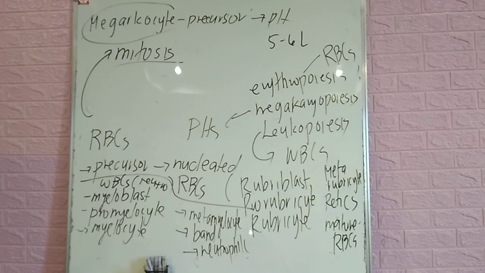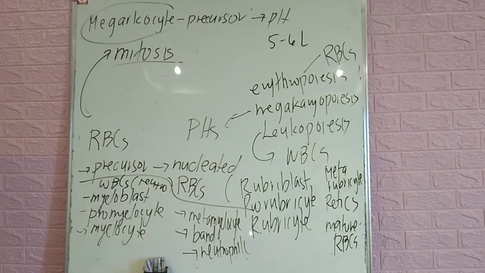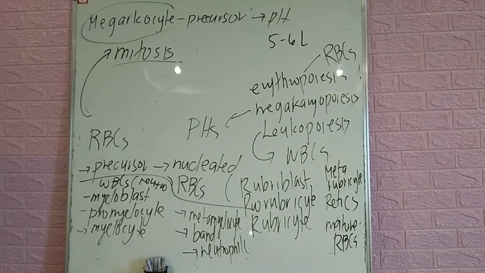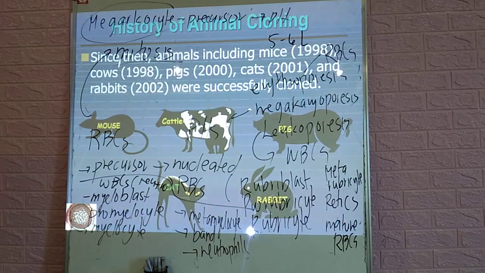So remember this information. They are considered as the precursors, which means before we reach the actual mature differentiated form, they are considered as the precursors, before reaching the final differentiated stage. Let us now continue with the next one.